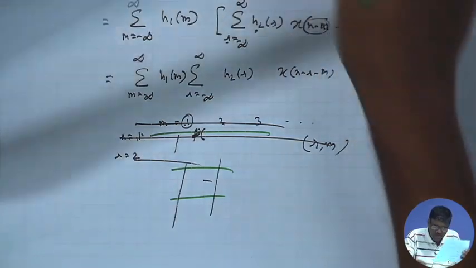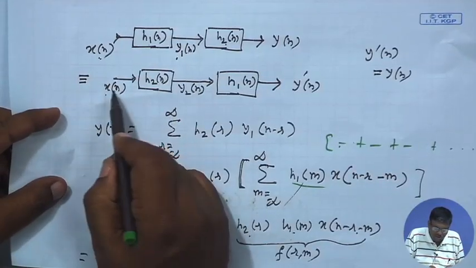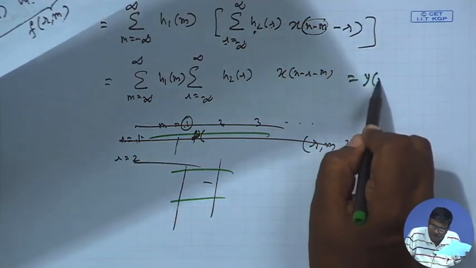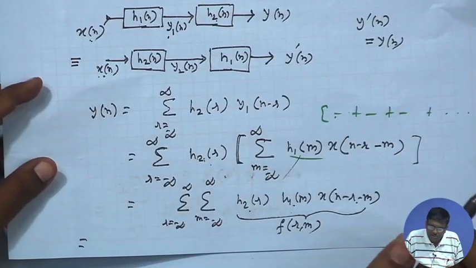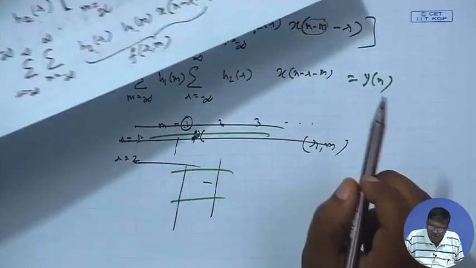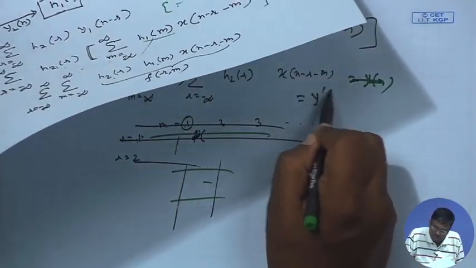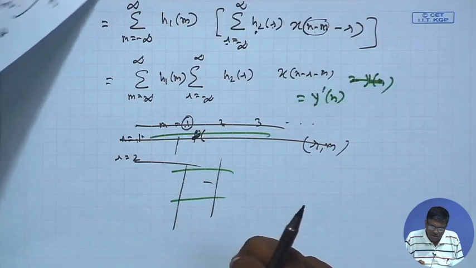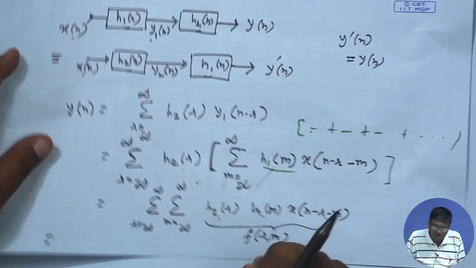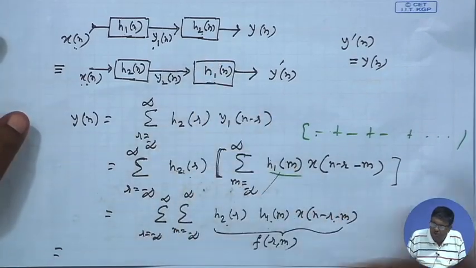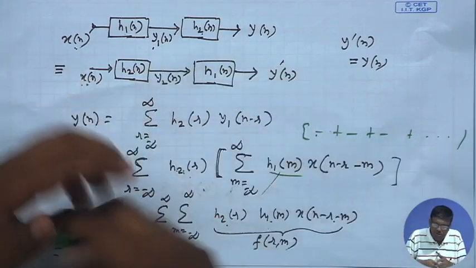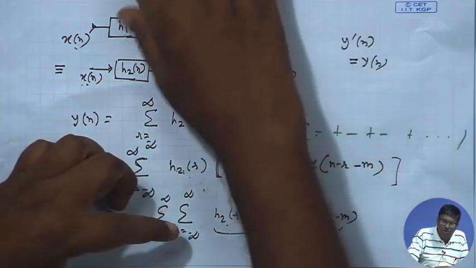And what is y2? We have already seen it is the convolution between the two. Okay. So, y prime n is the same as y n. All right. We started with y n, and this is what this figure shows to be y prime n. So, this proves the equivalence, which means you can interchange the two. That is all for this session. Now, we will move to the next session.